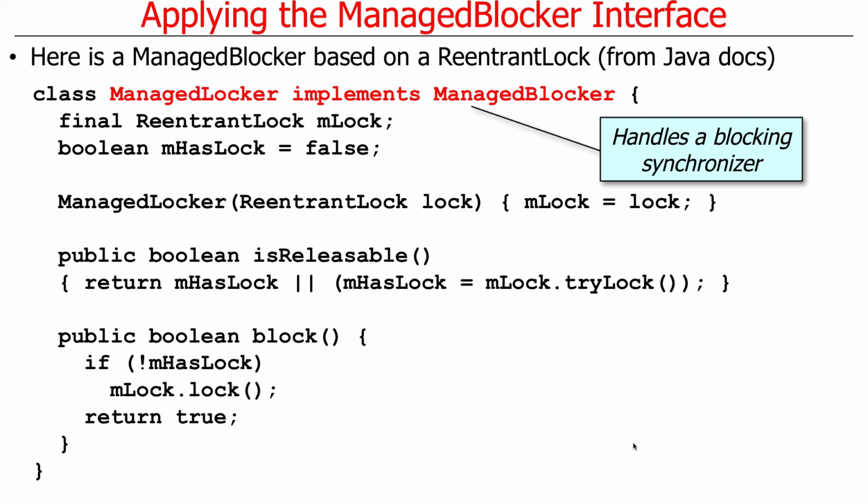So here's one way to do this. This is a simple implementation called ManagedBlocker, which is a funny name. So ManagedBlocker implements ManagedBlocker, and you can read the Java documentation to see how this works. And that's going to handle a blocking synchronizer. What the heck is a blocking synchronizer? A blocking synchronizer would be something like a semaphore or a reentrant lock that might need to wait to acquire a resource. What's a good example of this from everyday life?